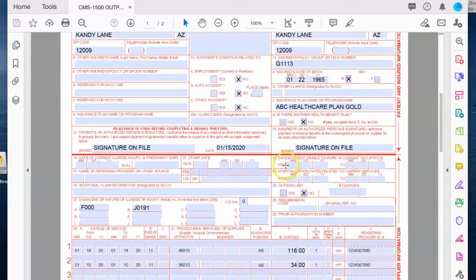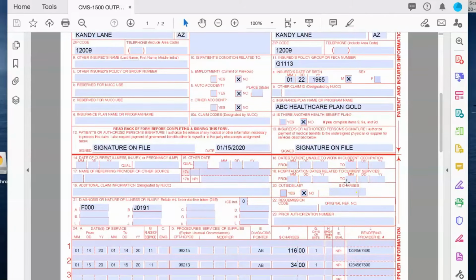Box 16, dates patient unable to work. If this is a workers' comp claim, accident, or anything that puts them out of work, you can put the dates that they are out from and to here. In Box 18, if they have any hospitalizations related to this occurrence, you'd put the date here.